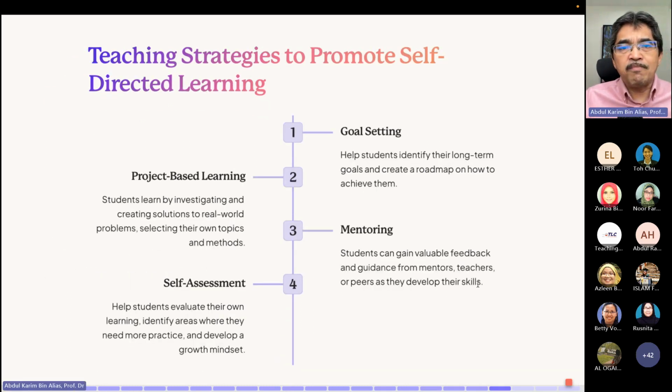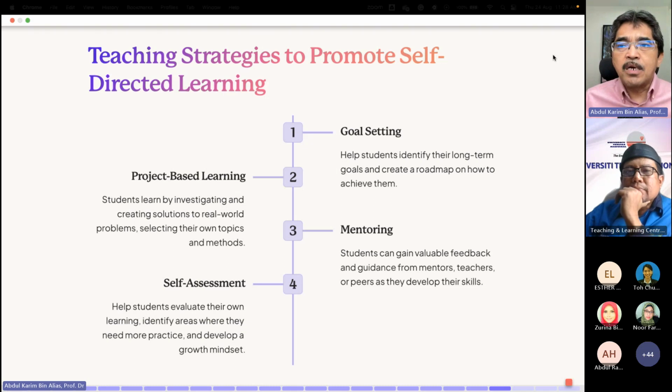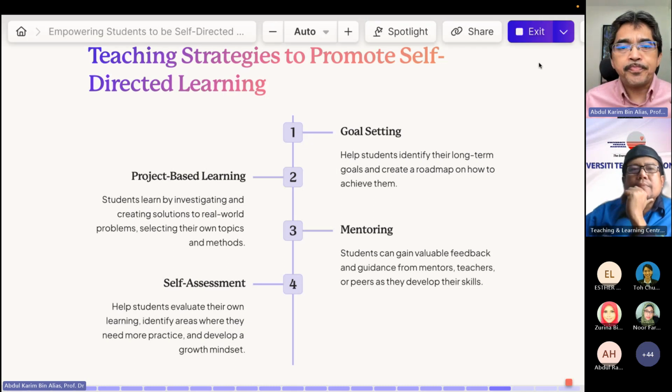Okay, so these are some of the strategies I think, but I will stop here. When we talk about teaching strategies now, how we design our lesson to empower our students to become self-directed learners, there are so many things we can do.